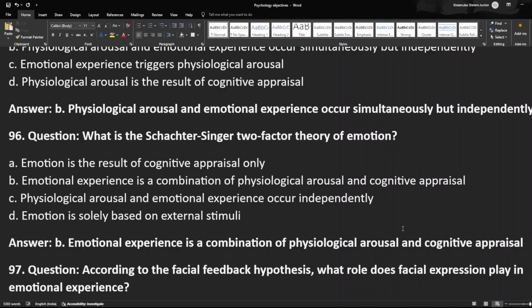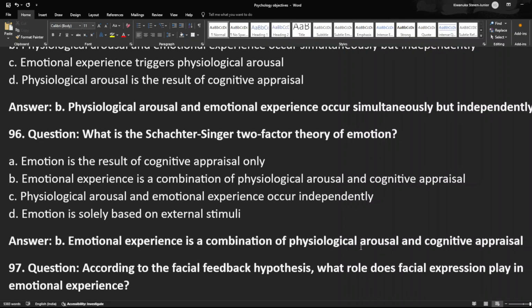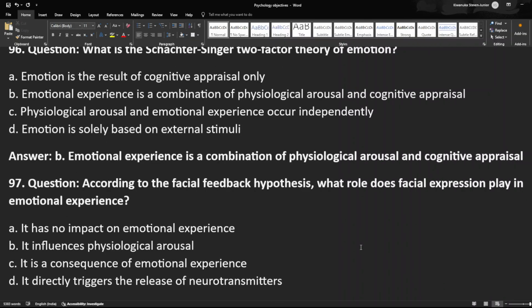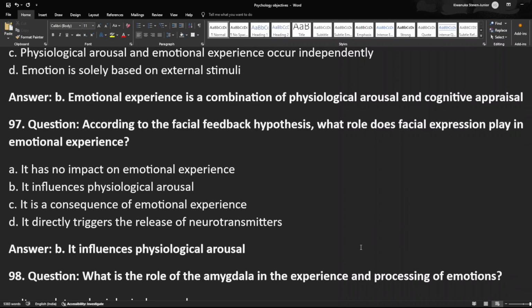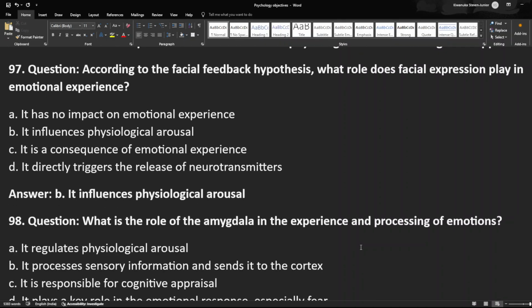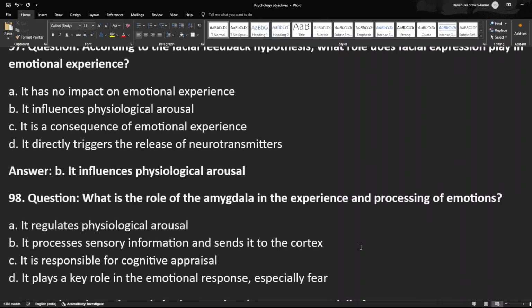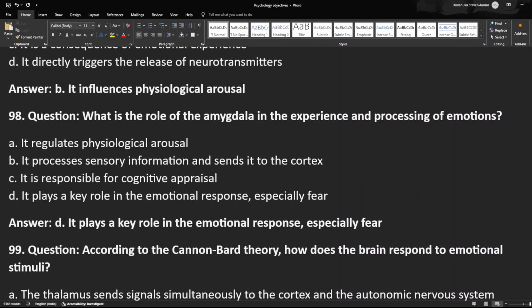According to the facial feedback hypothesis, what role does facial expression play in emotion experience? We see that the answer is B: facial expression influences physiological arousal. What is the role of the amygdala in the experience and processing of emotions? We see that one, the answer is D: it plays a key role in emotion response, especially fear.